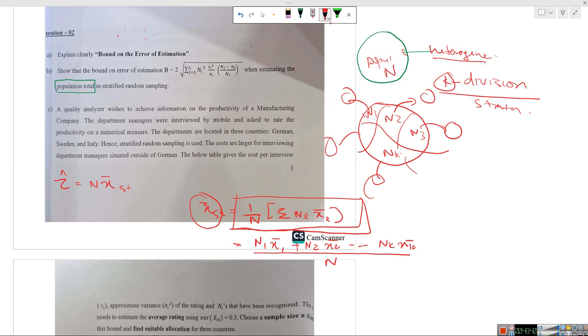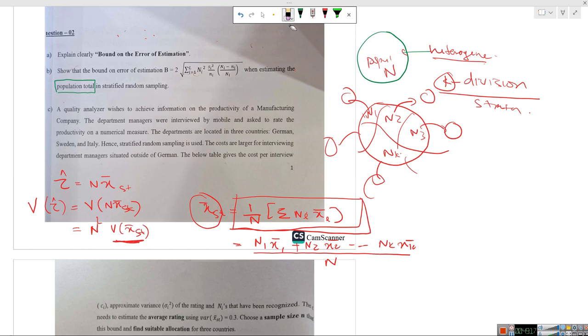Now tau hat is N x bar stratified. Now I have to take variance on both sides. Variance of tau hat is equal to variance of N x bar stratified. Now this N is constant, so I can take it outside of the variance, and it will become squared. So N squared variance of x bar stratified. Now we have to find the variance of x bar stratified in order to substitute in this variance of total equation.